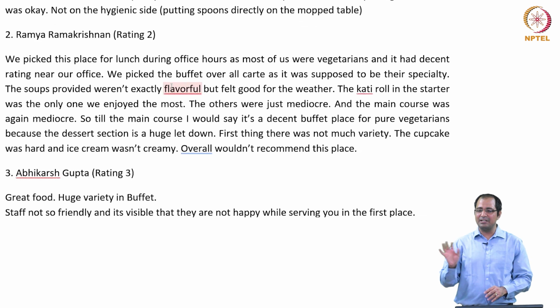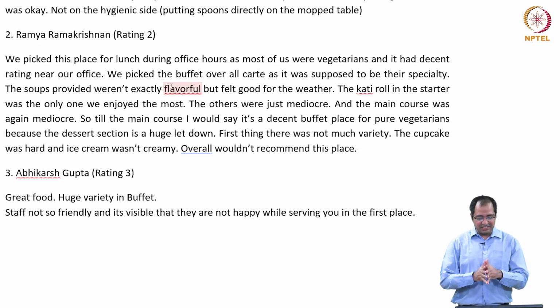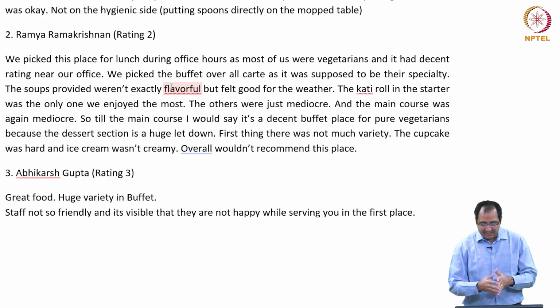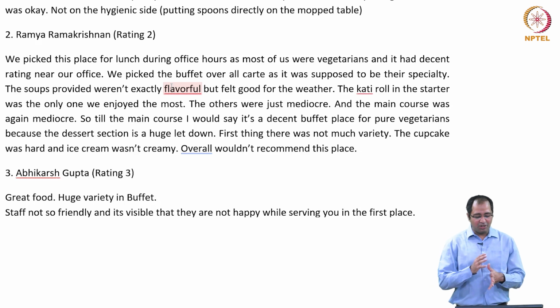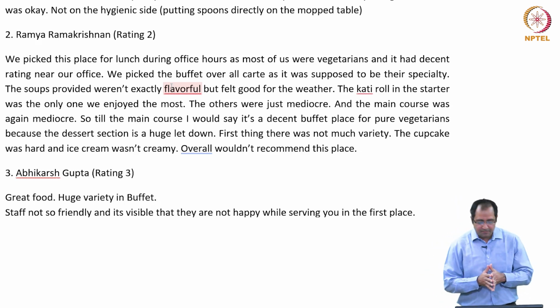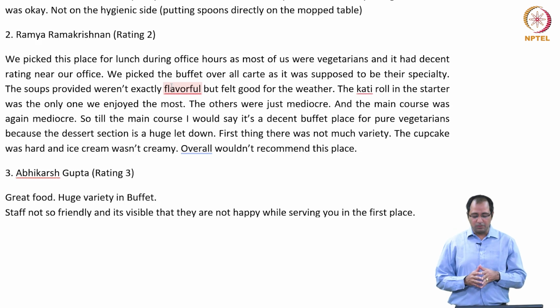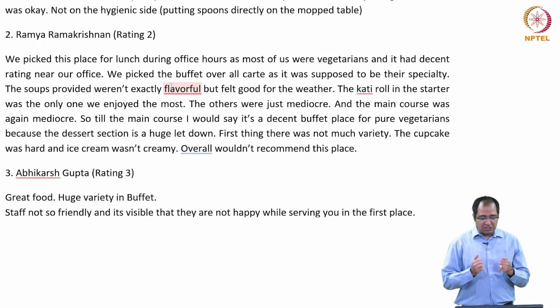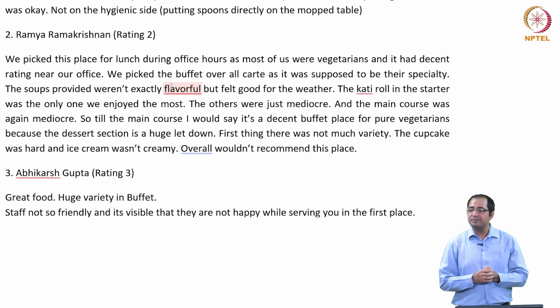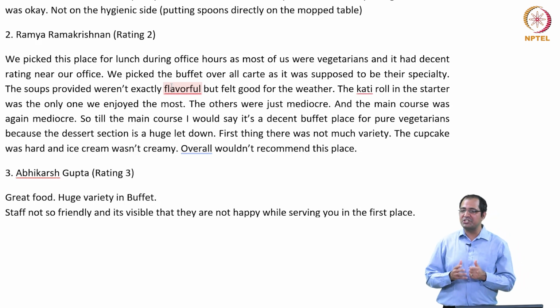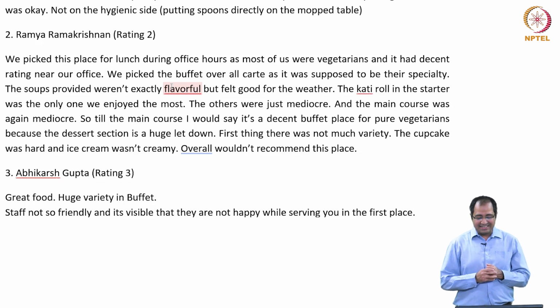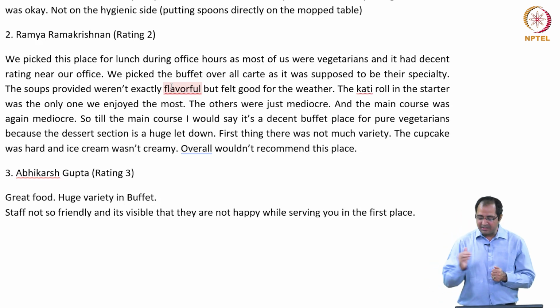You can quickly read 1 or 2. The first one has a rating of 3. The food is decent, but the quality looks on the downside compared to what they charge. Ambience was okay, not on the hygienic side, and in brackets, putting spoons directly on the mop table. The second one is rating 2. What is written is, we picked this place for lunch during office hours, as most of us were vegetarians and it had a decent rating near our office. So you can read what is given.